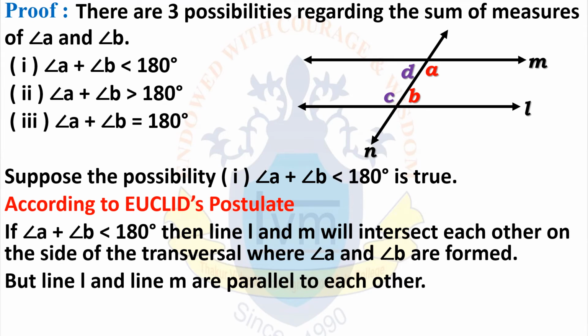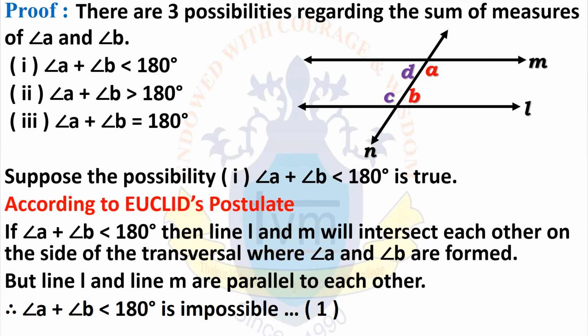So these two lines will intersect, but line L and line M are parallel to each other. When we consider that angle A plus angle B is less than 180 degrees, then both the lines intersect each other. So our consideration is incorrect. Why? Because it goes against the given. Given is line L parallel to line M, but I am getting line L and line M are not parallel. That's why my consideration is wrong. Hence angle A plus angle B less than 180 degrees is not true. It is impossible. Say it is equation number 1.